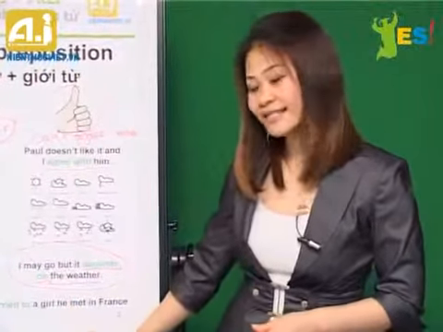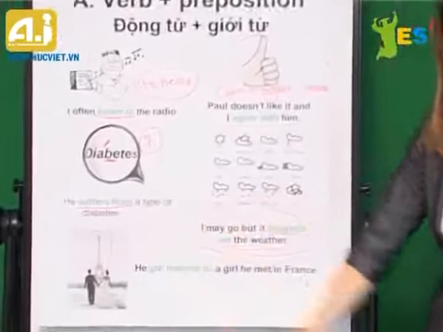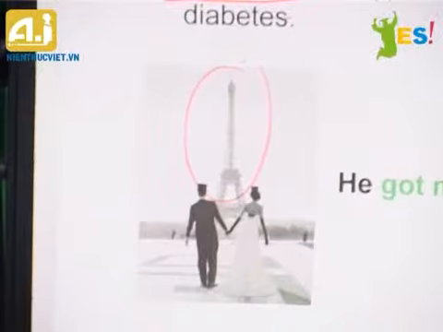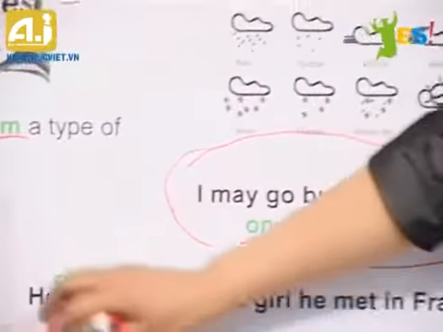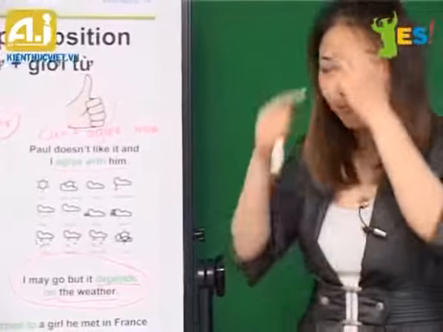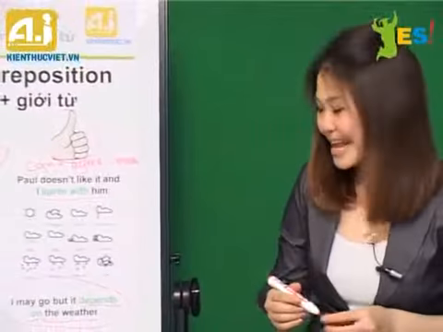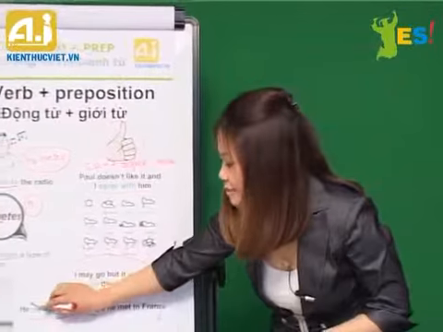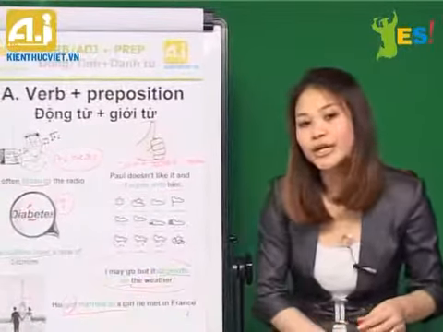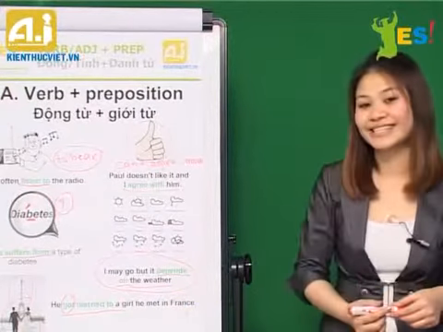Last one on this slide, we have the Eiffel Tower, which is a very romantic place that a lot of you guys may have heard of before. And this couple are hand in hand facing the tower, and probably they are getting married very soon. So we have to get married to, and this is the past tense. So get is put into the past tense. He got married to a girl he met in France.